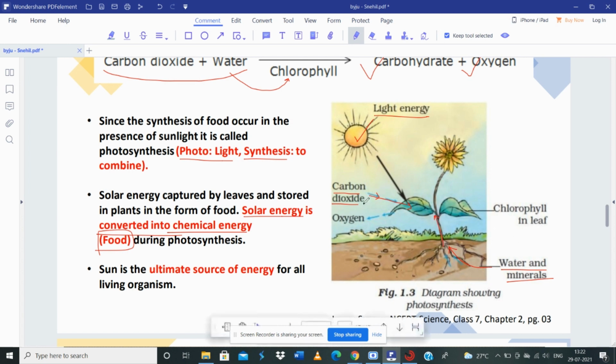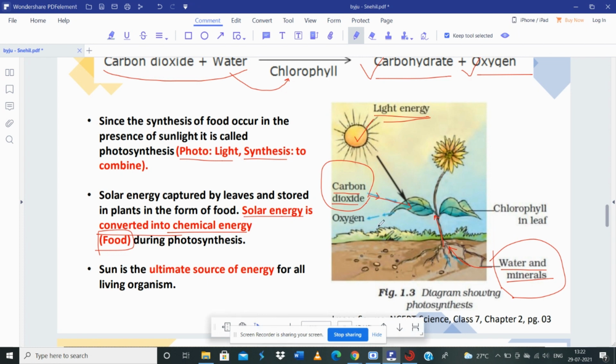Okay, so these are our two raw materials, and now our chlorophyll, which is present in leaves, which is a green pigment. Our green pigment chlorophyll will utilize our two raw materials, carbon dioxide and water, in the presence of what? Right, in the presence of sunlight, to prepare two things. What were the two things? Exactly, carbohydrates and oxygen.